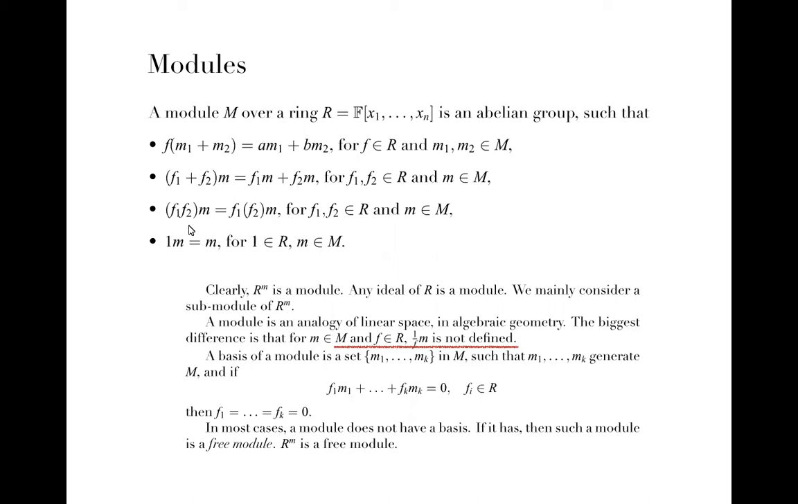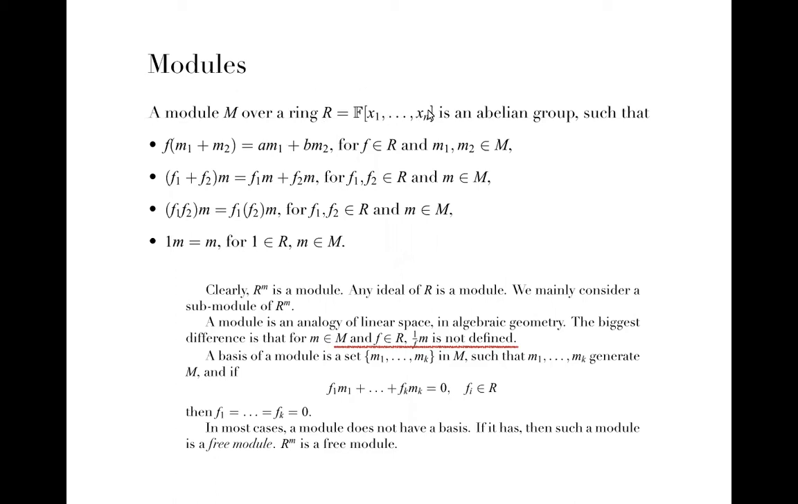And also this multiplication is associative. And if you have this kind of unit polynomial 1, multiplied by any element of the module, you get the element itself. So this is very, very similar to the definition of the linear space in linear algebra. But what's the difference? The difference is here, this is a ring. This is not a field.